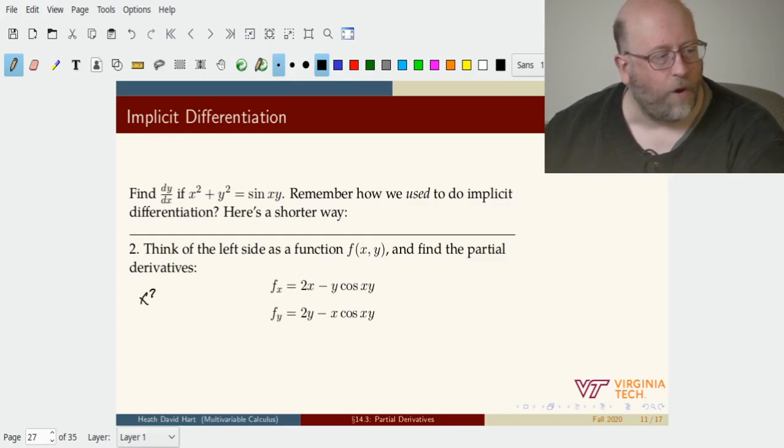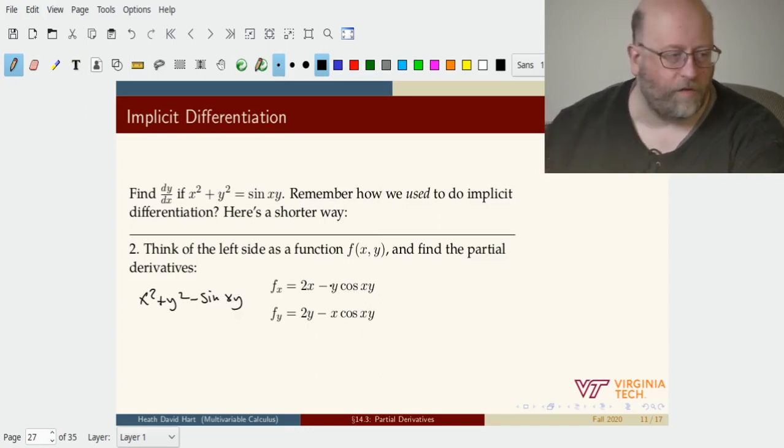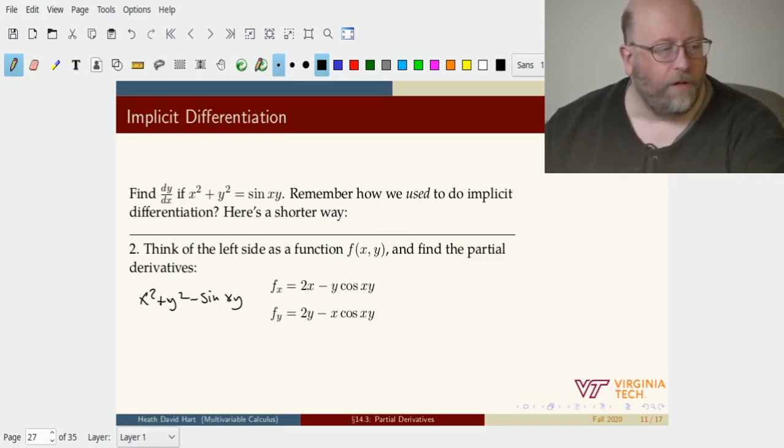So we have x squared plus y squared minus the sine of xy. The derivative of x squared becomes 2x. Y squared goes away with respect to x. Sine becomes cosine, and then the derivative of xy is 1 times y, which is just y. X becomes 1 and y stays the same. Then in the y direction, the derivative of y squared becomes 2y. Sine becomes cosine, and the derivative of x times y becomes x times 1.